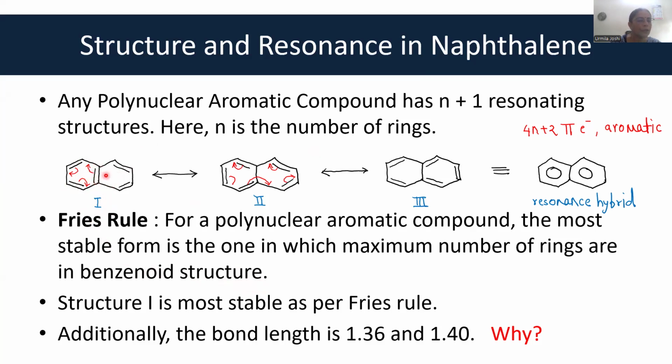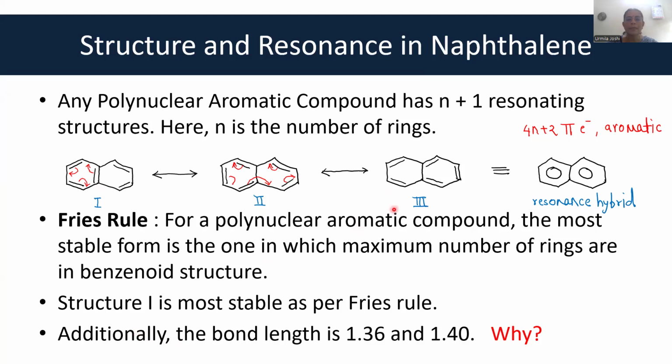This double bond is common to both the rings and therefore this ring is in benzenoid structure and this ring is also in benzenoid structure. That is not so over here or here, and so structure number 1 is the most stable structure of naphthalene. I hope this is clear.